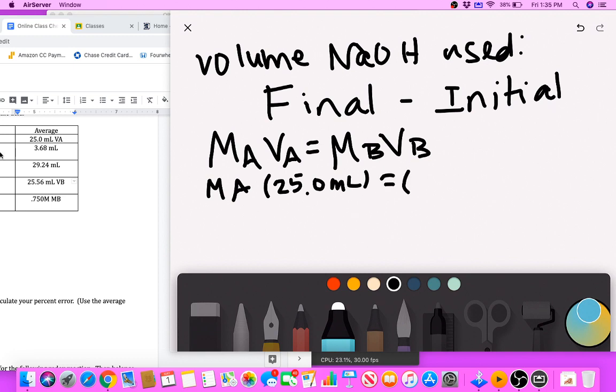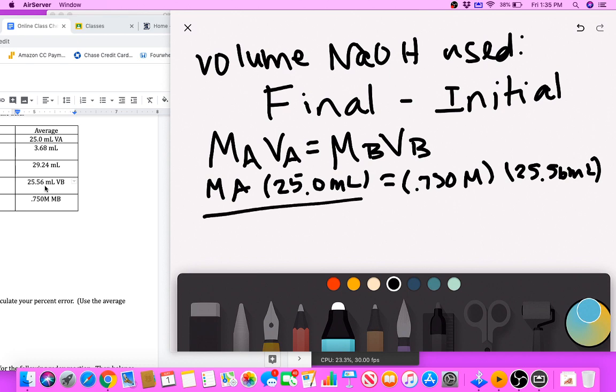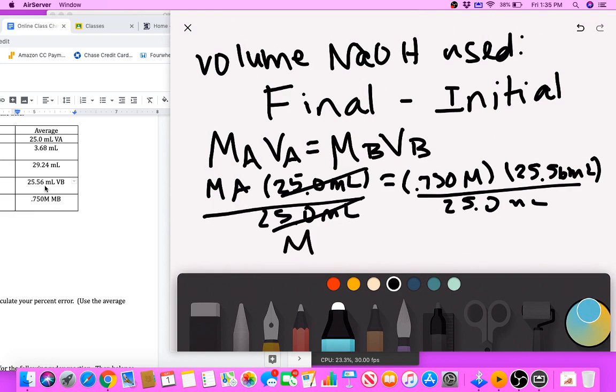Our MB is 0.750 molar, and our VB is 25.56 milliliters. That's the molarity of our base, which is the NaOH. So now to solve for our MA, we're going to divide both sides by 25.0 milliliters. The 25.0 milliliters cancel out, we have MA over here, and over here the milliliters cancel out and we're going to have molarity.